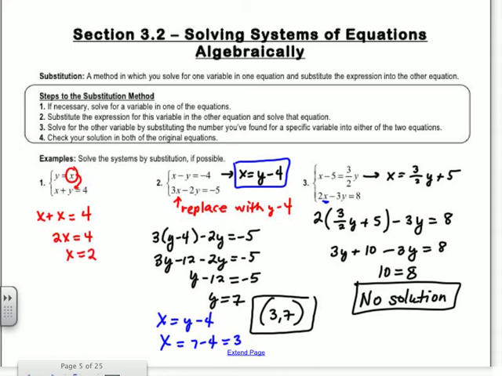Then once you have one of the values, go back and find the other value. So we have x, find y. So y is equal to x, so y is also equal to 2. And then remember, I want your final answers written as a point. So if you didn't do that on your homework, make sure you go back and write it as 2, 2. So 2 for x, 2 for y.